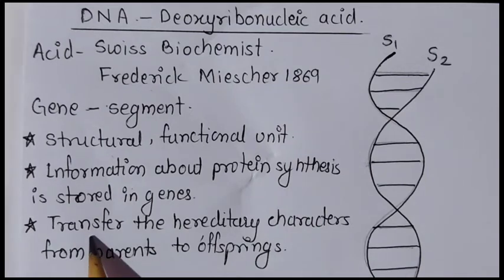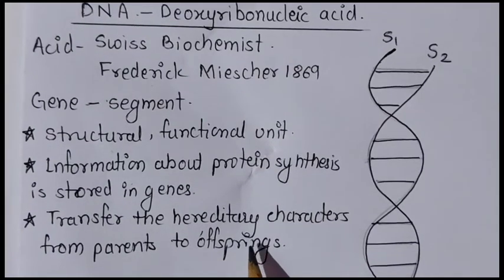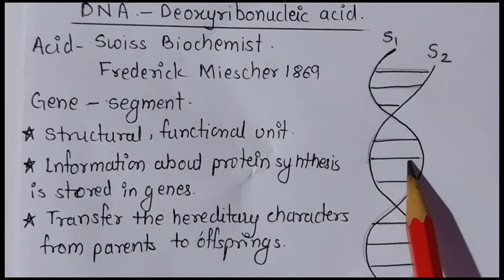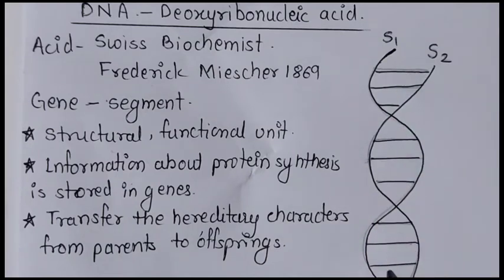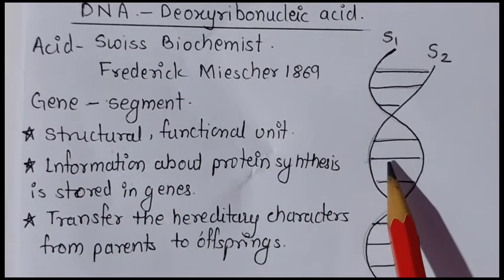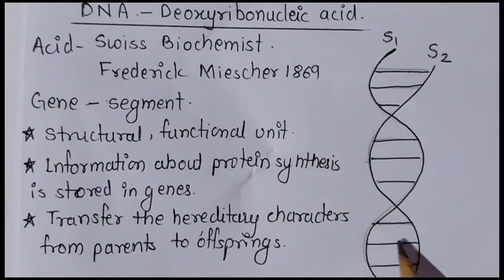What these genes are also doing is transferring the hereditary characters from parents to the offspring. Means your skin color, hair structure, shape of your eyes, lips, face, physical structure, these characteristics are carried from parents to offspring through these genes, which are present in these segments, and these segments are present in the DNA. DNA is present in the chromosome, chromosomes are present in the nucleus, and the nucleus is present in the cell. Like this, these genes are very important, and so much protection is given to these genes in the DNA.